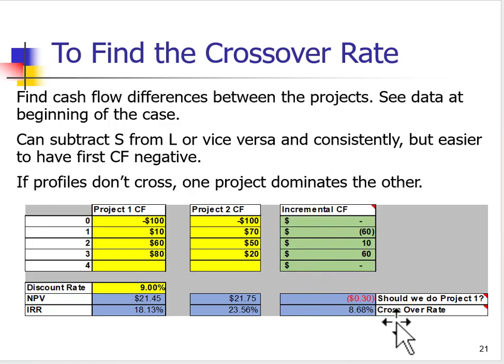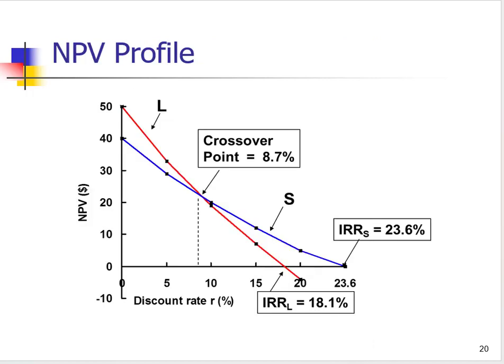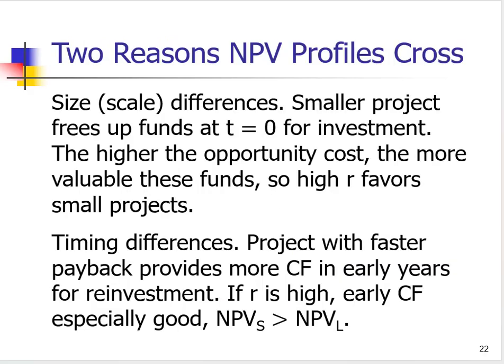And as you can see here, it says, should we do project 1? Well, it's a negative net present value here. So that tells us project 1 is not as good as project 2. The crossover rate is 8.68%. And if we slip back to this curve, we see that here is this crossover rate where it doesn't matter which project you look at that point, both projects are equally acceptable, if you will.